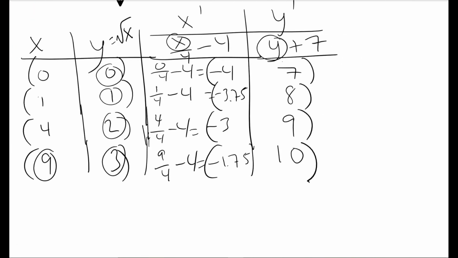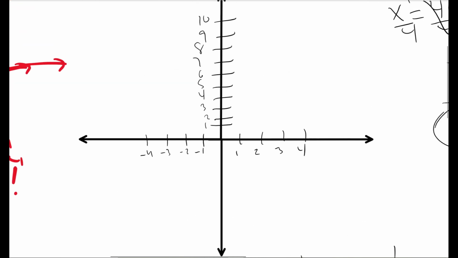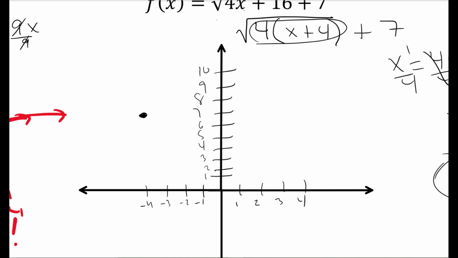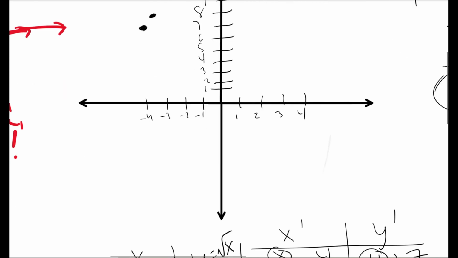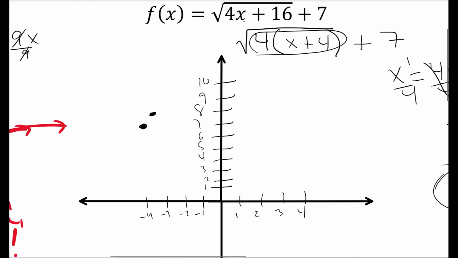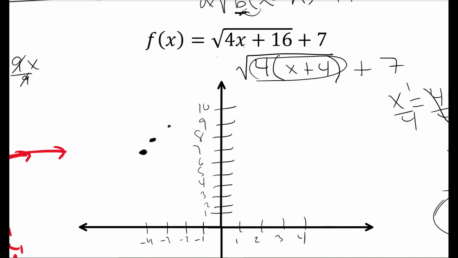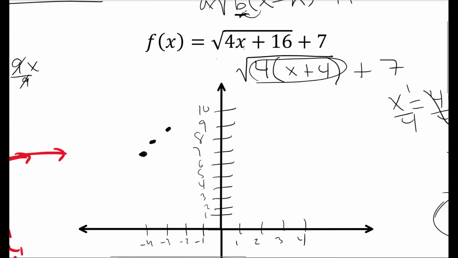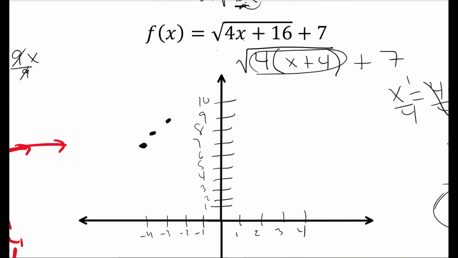So when x is negative 4, y is 7. When x is negative 3.75, y is 8. When x is negative 3, y is 9. And when x is negative 1.75, y is 10. All right, so we're able to graph this now. So it looks something like that.